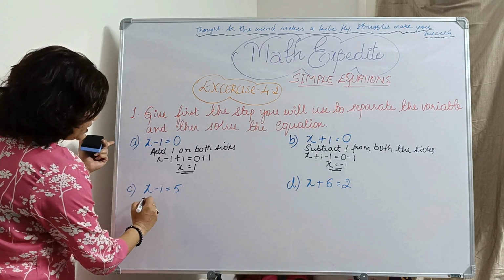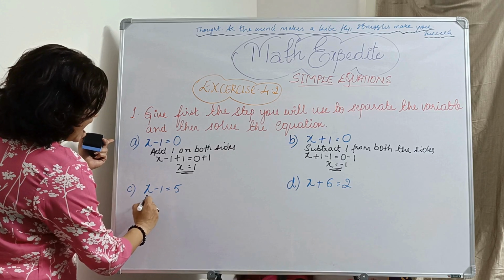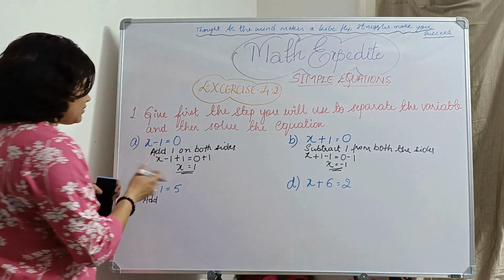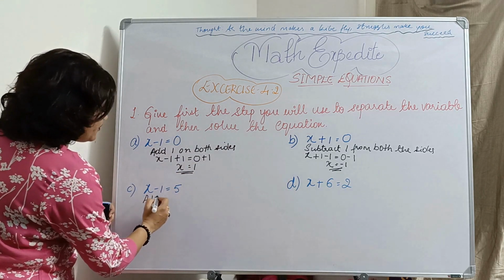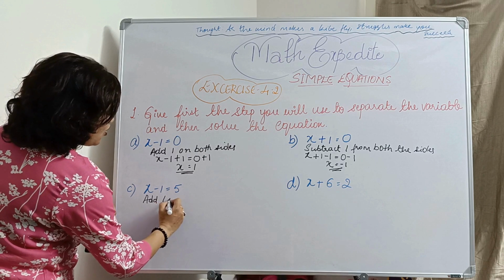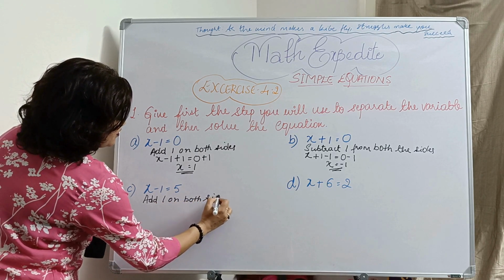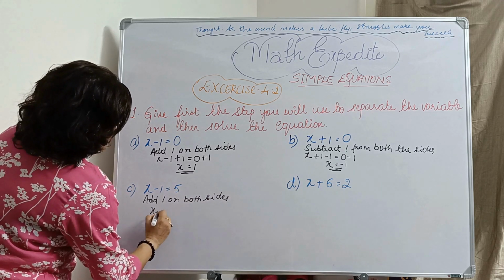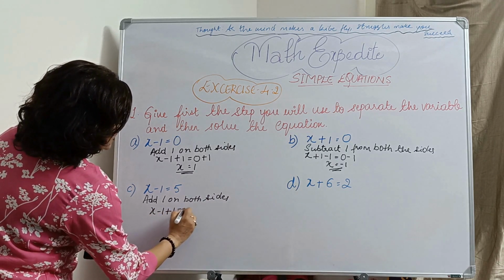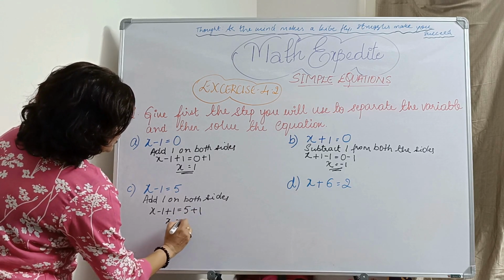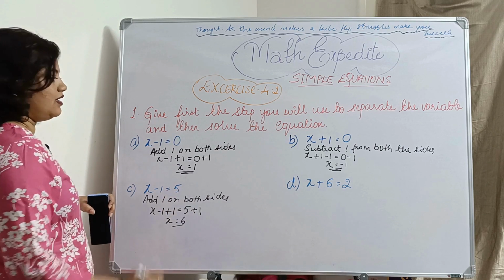Next one. Here what do we do? First we add, because we see a minus sign here. So automatically we should know that we have to add. What is the number we're going to add? 1 on both sides. x minus 1 plus 1 is equal to 5 plus 1. So I get x equals 6.